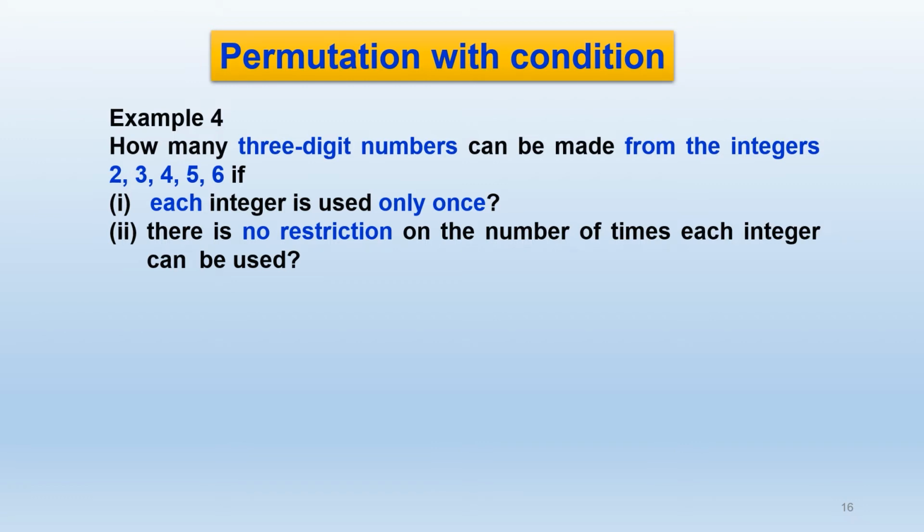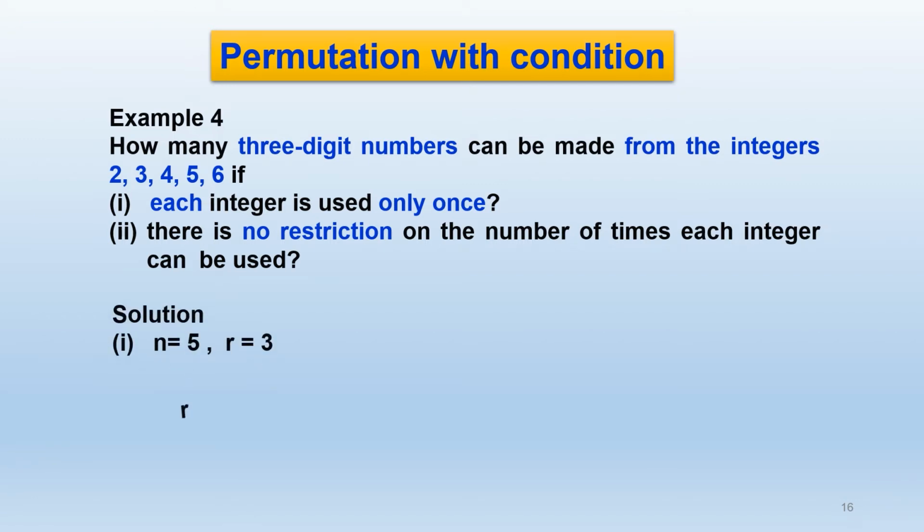Okay. So we see the second question. There is no restriction. The second condition, dia letakkan tidak ada restriction. Maksudnya, you can use more than one. No restriction means you can repeat the number. Okay, you can use more than once. There is no restriction on the number of times each integer can be used.